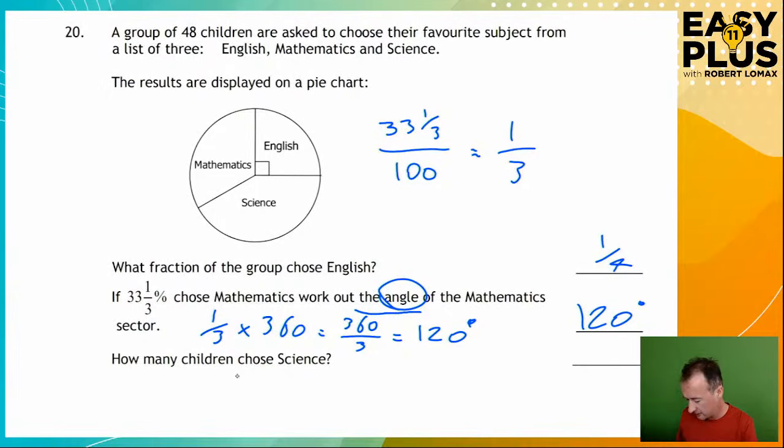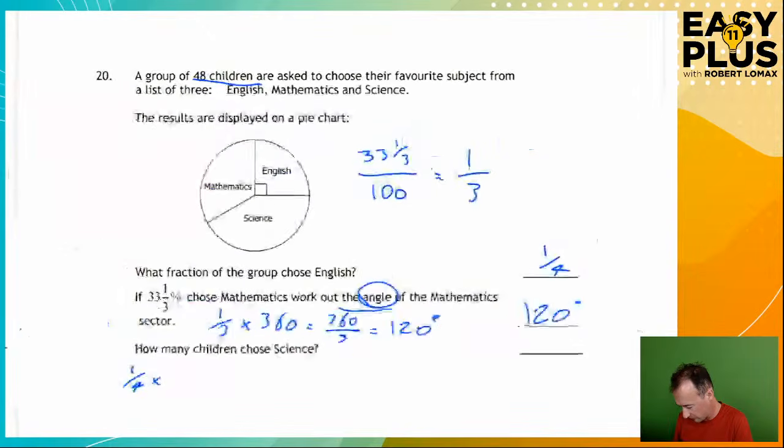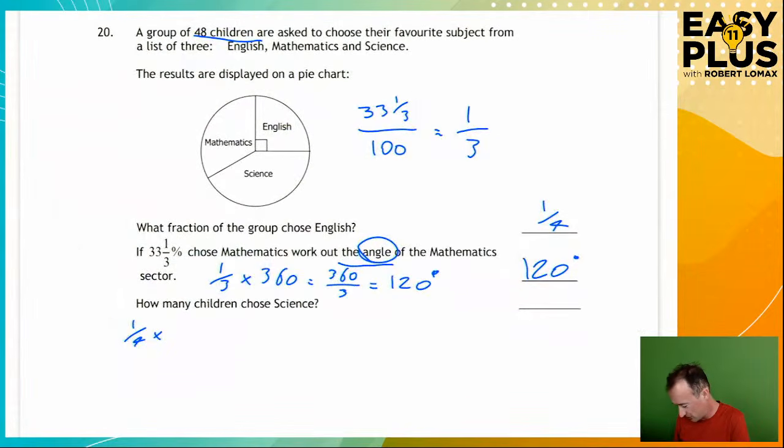How many children chose science? Okay, so there is more than one way to do this. One way to do it is to say that a quarter of the children chose English. We know there are 48 overall, so a quarter of 48 equals 12. So that's how many children chose English.